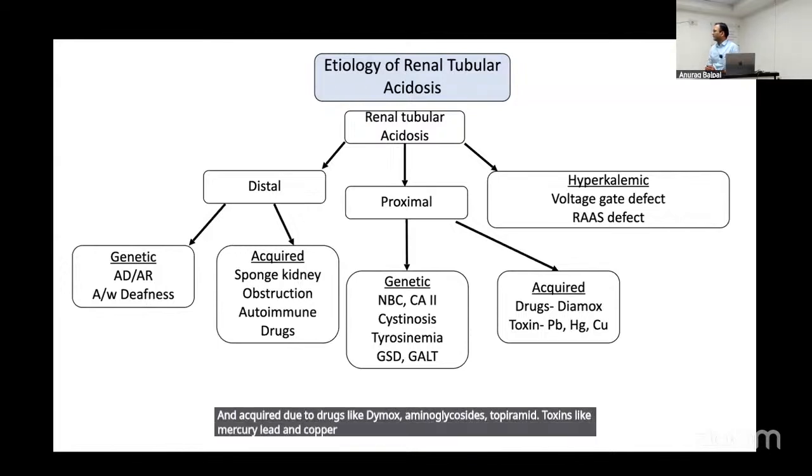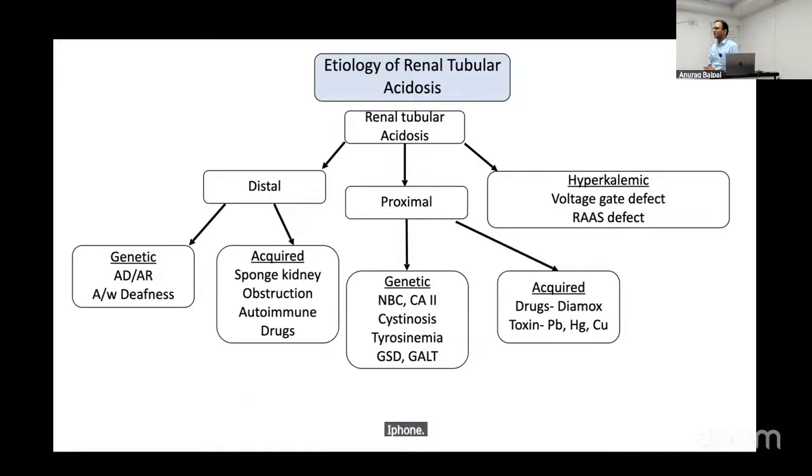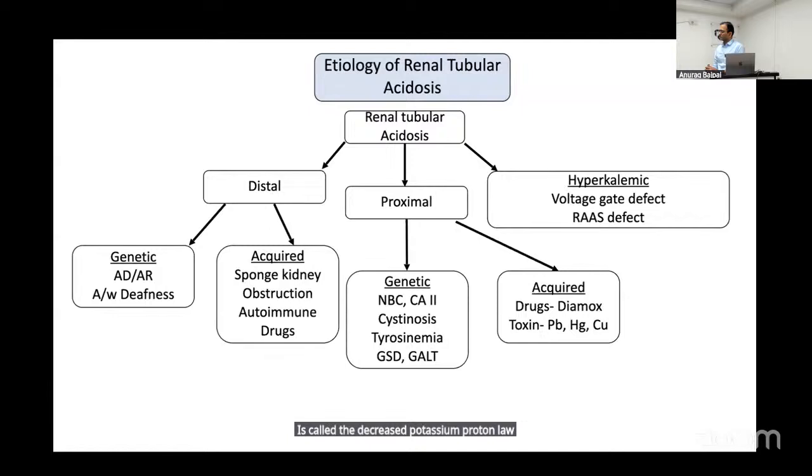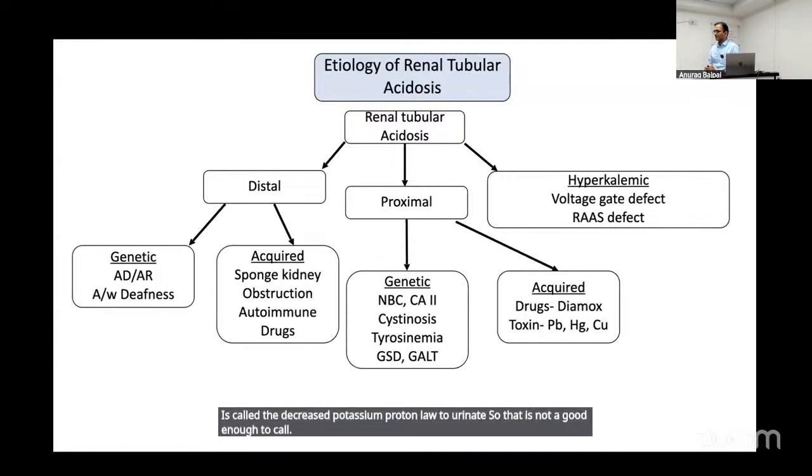And hyperkalemia is a different entity. It is usually due to RAS defect. Does it cause rickets? Type 4? Type 4 will not cause rickets. Why? Because there is no hypercalciuria in that. Acidosis is very mild. So hyperkalemic RTA is basically because of high potassium. High potassium is inhibiting ammonium production, causing decreased potassium and proton loss, so you will have acidosis. So that acidosis is not severe enough to cause RTA rickets.